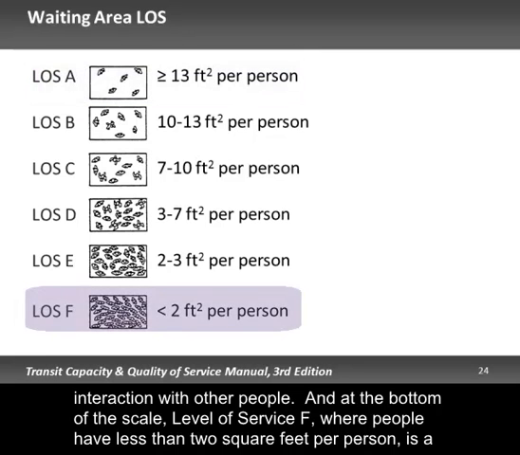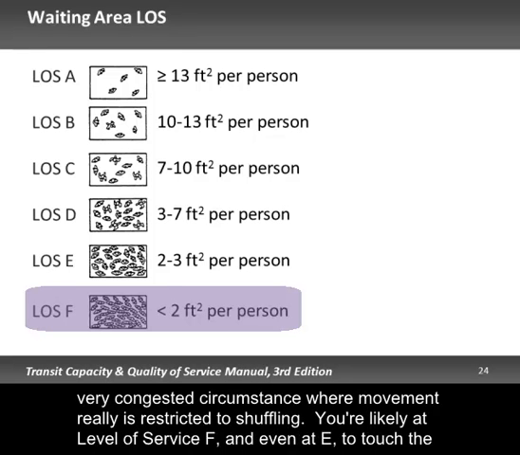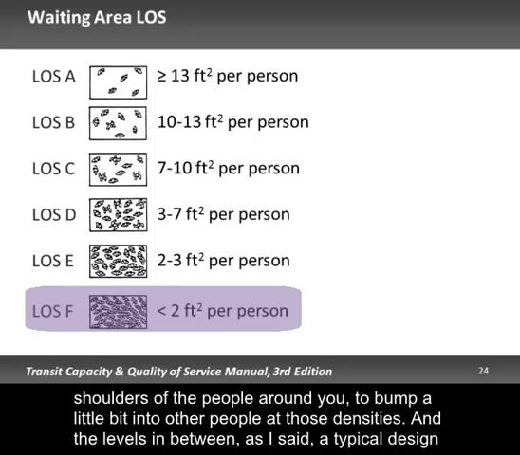And at the bottom of the scale, level of service F, where people have less than 2 square feet per person, is a very congested circumstance where movement really is restricted to sort of shuffling. You're likely at level of service F and even at E to touch the shoulders of the people around you, to bump a little bit into other people at those densities.